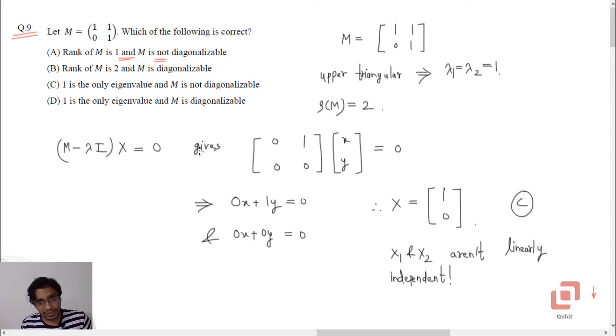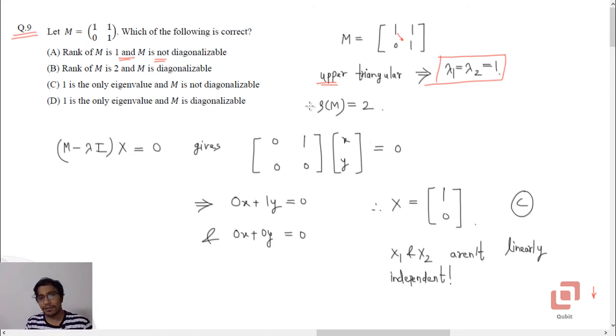Now observe that our matrix M is upper triangular, because all the elements below the principal diagonal are 0. In fact, there is only one of them. And for such matrices, we know that eigenvalues are equal to the diagonal elements themselves. So for this matrix, there are 2 identical eigenvalues. So the first part in options C and D is right. 1 is the only eigenvalue.